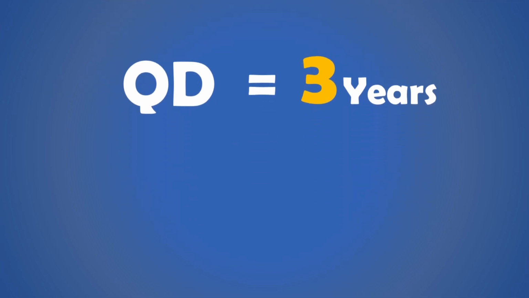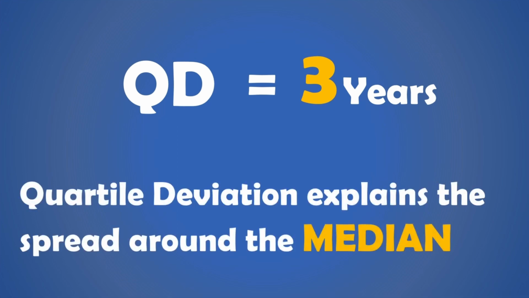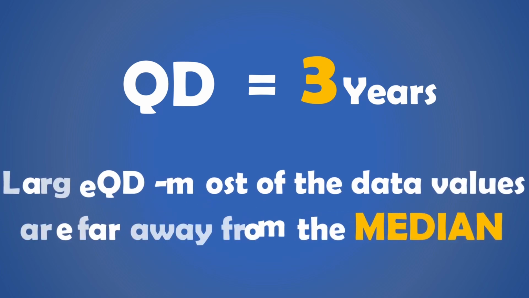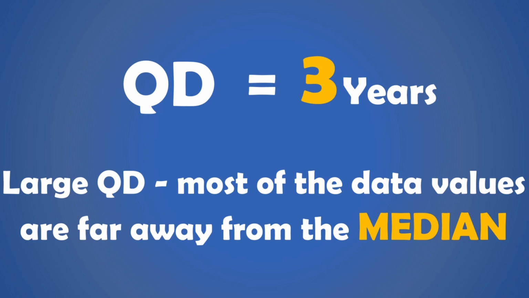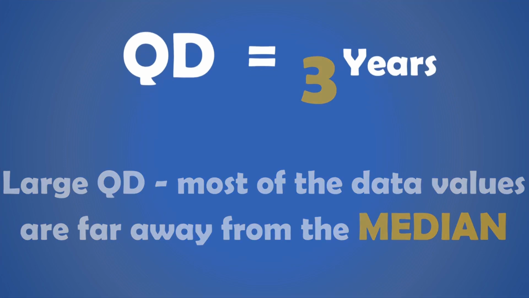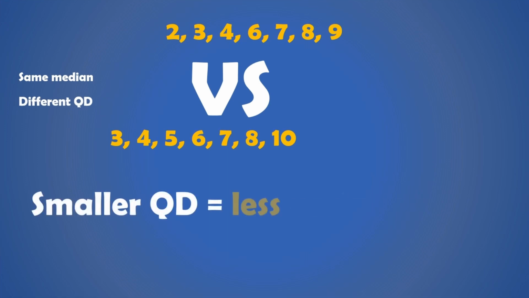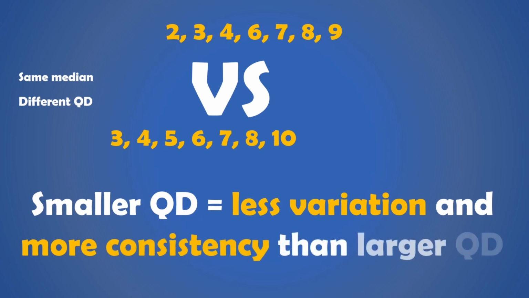So what does this quartile deviation actually tell us? It tells us how much the data values around the median vary or are spread out. A small quartile deviation means that most of the data values are close to the median, and a large quartile deviation means that most of the data values are far away from the median. So quartile deviation gives us an idea of how consistent or how variable the data values are with respect to the median, right? So if we compare two data sets with the same median, but different quartile deviations, we can say that one with a smaller quartile deviation has less variation and more consistency than the one with a larger quartile deviation. And don't forget, this is with respect to the median.